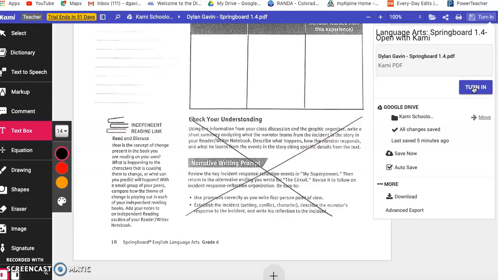So after you're done with that, turn it in, and then you're going to move on to Wednesday's and Thursday's assignment when those are published and available to you.